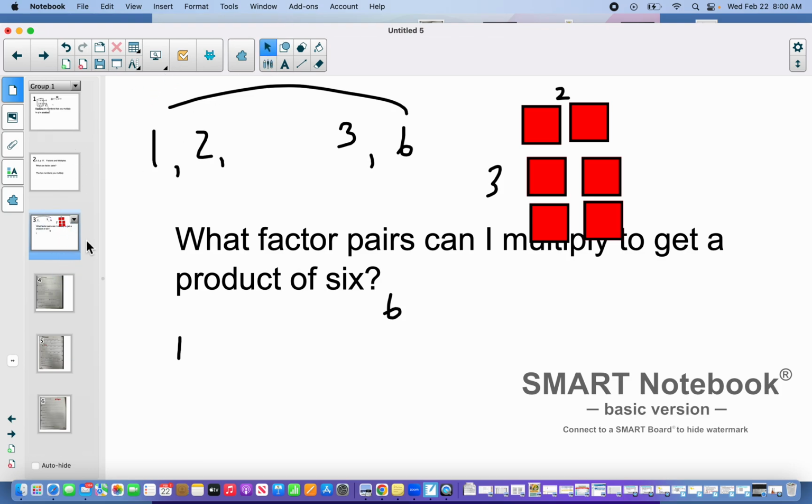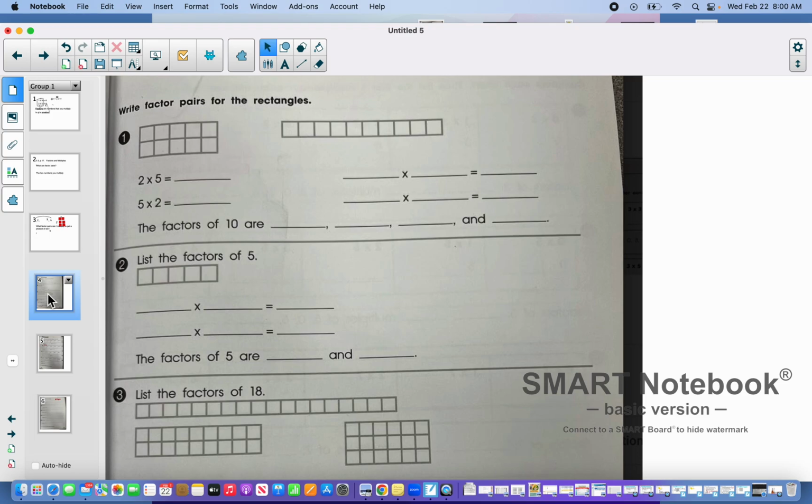Let's take a closer look at this worksheet. Okay. So number 1, we're going to do number 1 together. Pay careful attention, and then you're going to try the other ones on your own. So always read the directions. Write factor pairs for the rectangles. Okay? So right here, we have a factor pair, 2 times 5. These are the factor pairs. They already did it, so it's a 2 by 5, and it produces an area of 10.